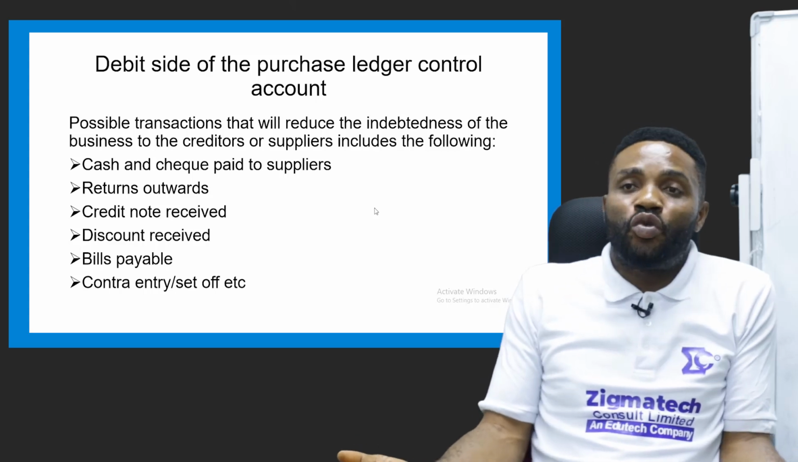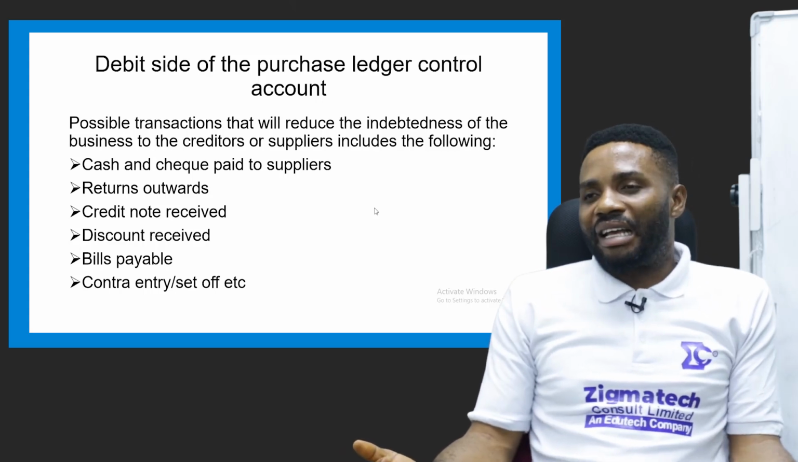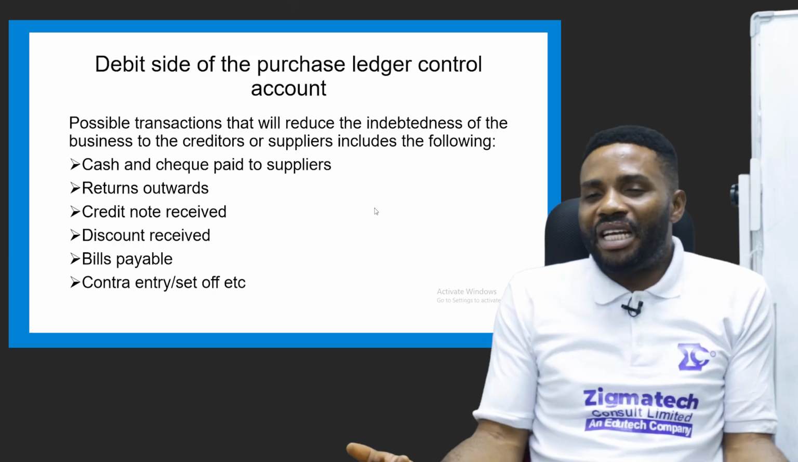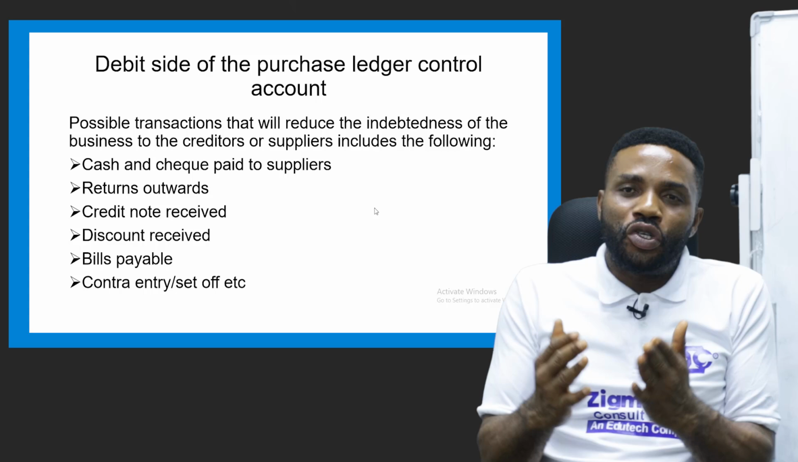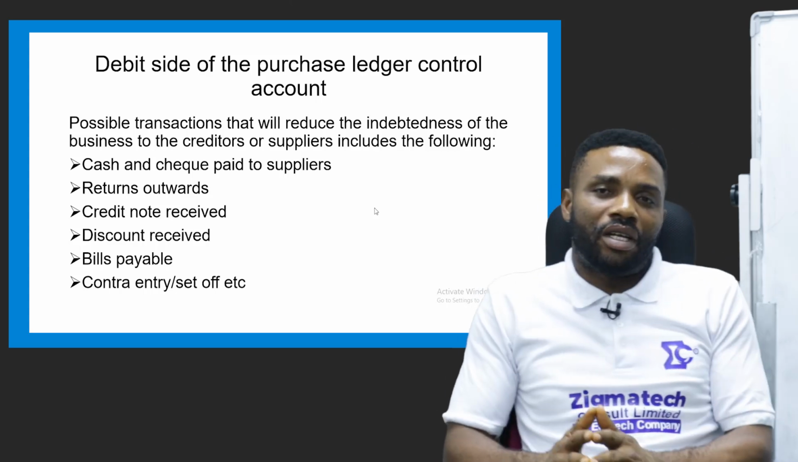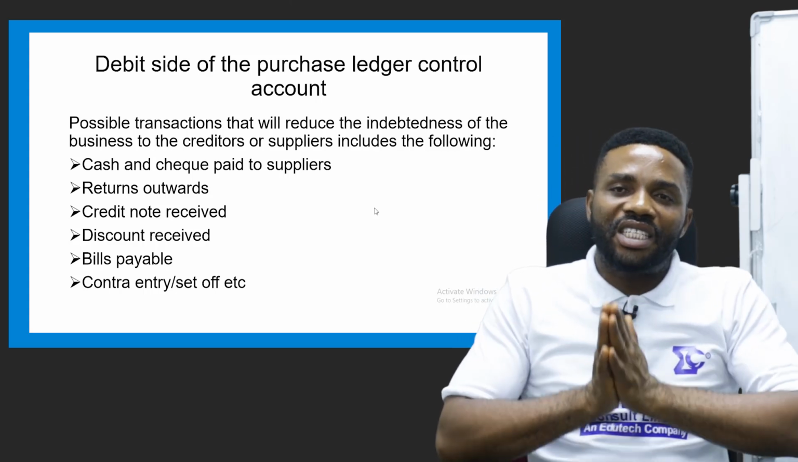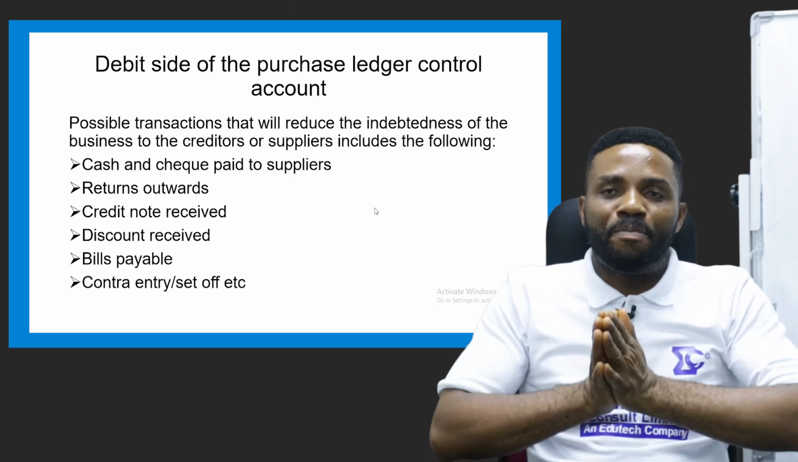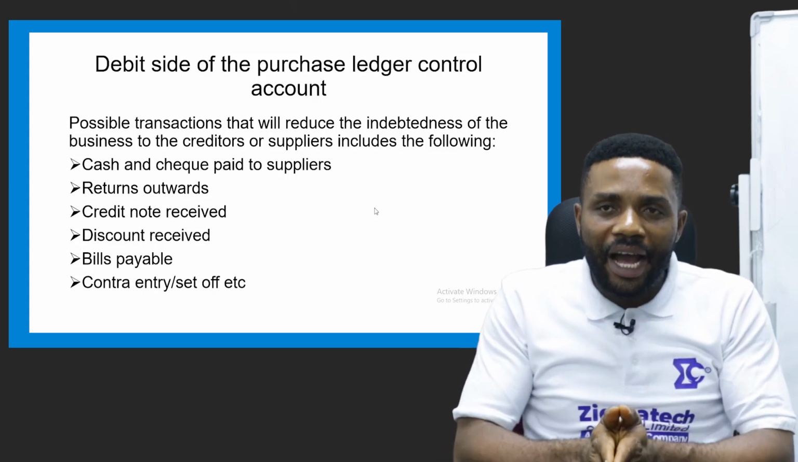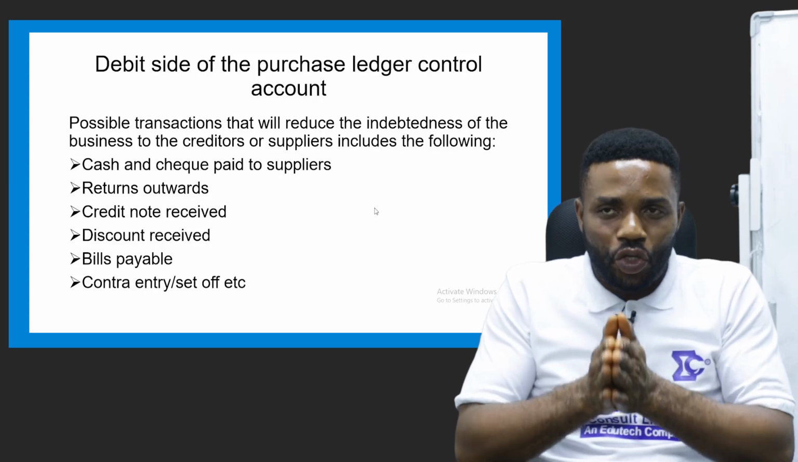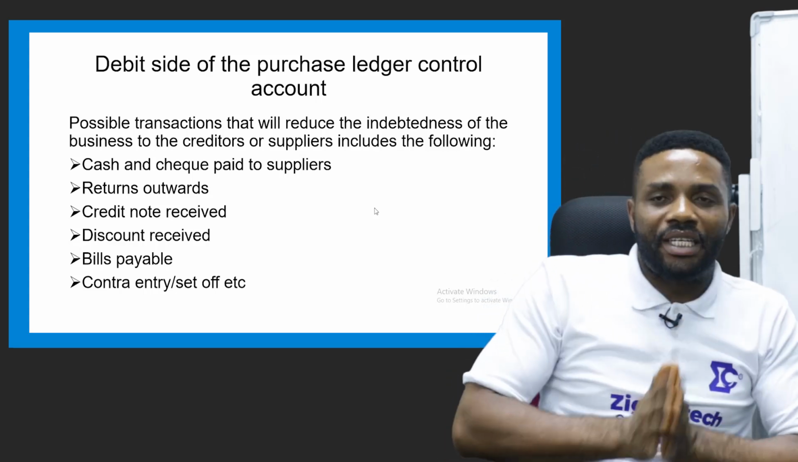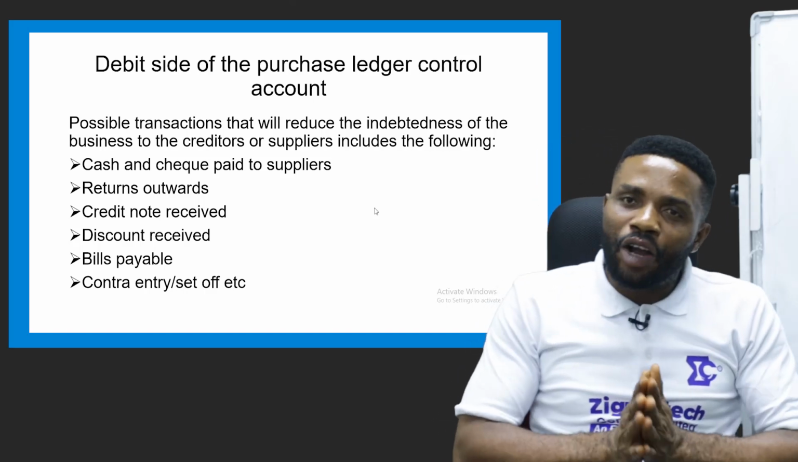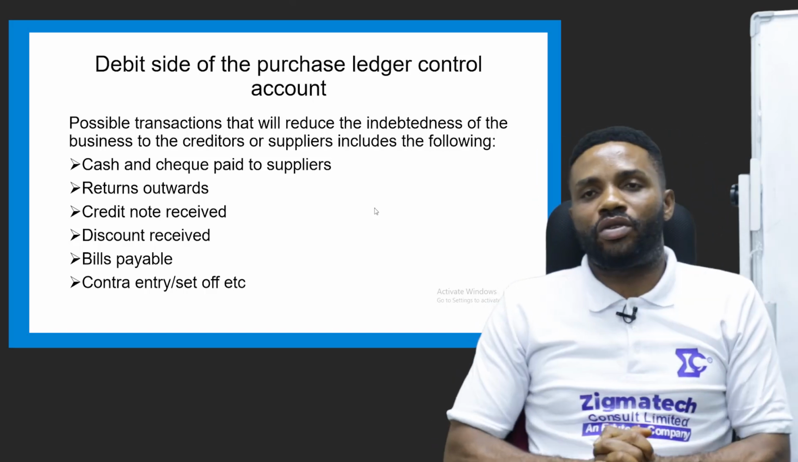Of course, if I'm owing Peterson 1 million and I decide to pay either by check or by cash, I decide to pay 200,000. Peterson can no longer hold me for 1 million. Peterson must understand that I'll pay 200,000. So that 200,000 has reduced the 1 million to 800,000. So anytime cash or check is paid to a supplier or a creditor, it has reduced what I am owing. So that cash will be what? Debited.